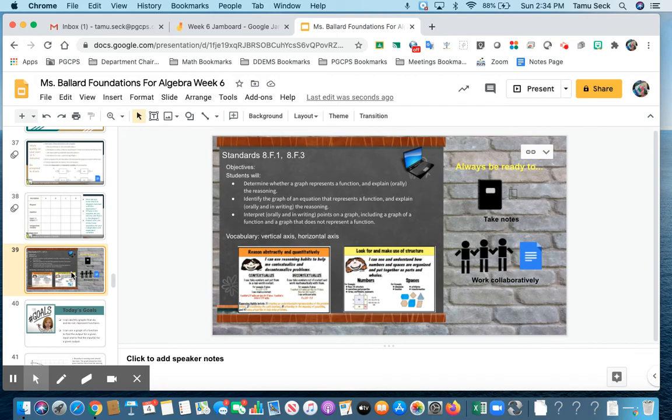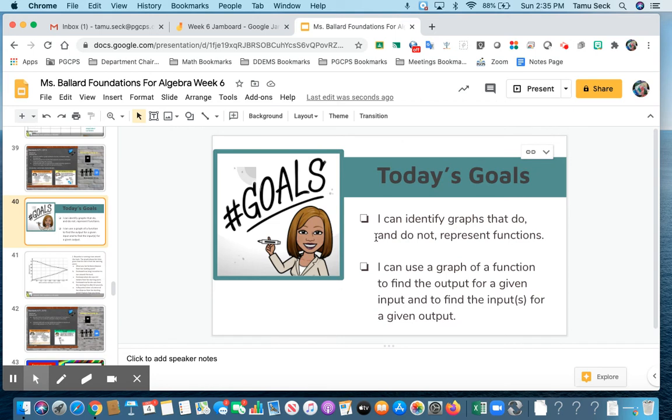Okay, we're going to talk about standards 8F1 and 8F3. Students will determine whether a graph represents a function and explain the reasoning, identify the graph of an equation that represents a function and explain the reasoning, interpret points on a graph, including a graph of a function and a graph that does not represent a function. Today, you will be able to identify graphs that do and do not represent functions. You can use a graph of a function to find the output for a given input and find the input for a given output.